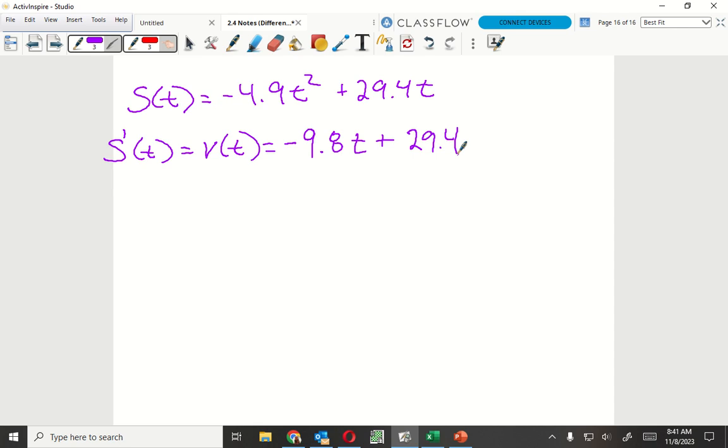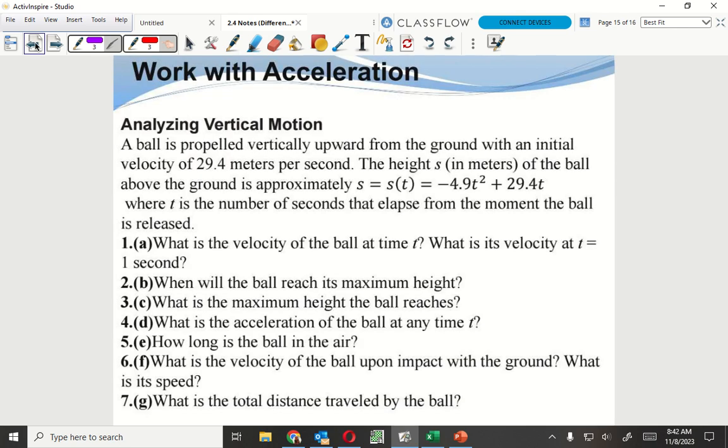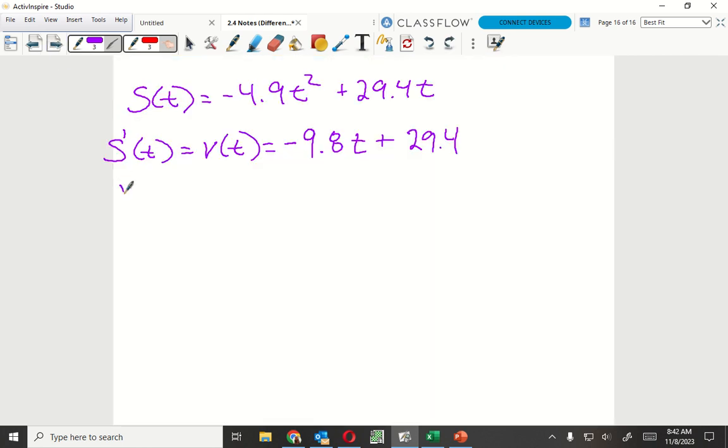Yes? Good? Okay. So there we go. Now that we have this, the question was asking, for this first part, what is the velocity of the ball at time t? So that is going to be there. Whatever time it is, that's in terms of t. And then what is the velocity at 1 second? So it's asking for what is v of 1.